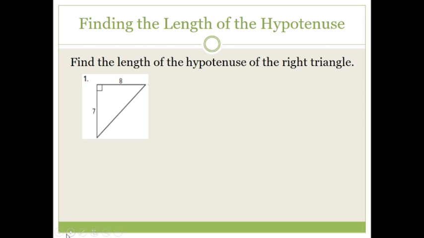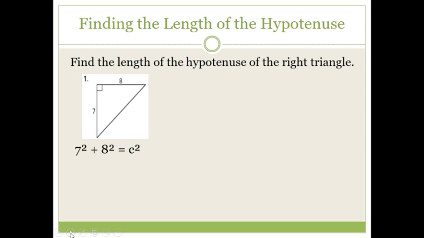So let's find the length of the hypotenuse of the right triangle. First, I determine what's been given to me. To use this equation, you basically have to be given 2 of the 3 sides, and then you can always solve for the missing side. And in this case, I'm given the 2 legs again. Again, the way that I know the longest side, the hypotenuse, is across from the right angle.